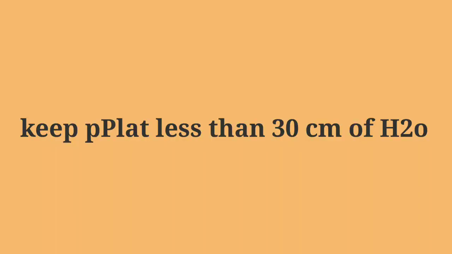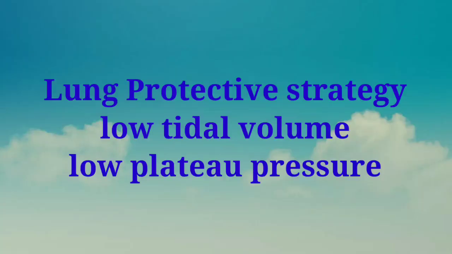So all this time we will make sure that the plateau pressure doesn't go higher than 30 centimeters of water. This way we can avoid barotrauma, and we are already following the lung protective strategy where we use a low tidal volume, 6 to 8 ml per kg ideal body weight, to avoid volutrauma. But in those cases where it is very difficult to keep the plateau pressure less than 30 centimeters of water, another mode of ventilation is pressure control.